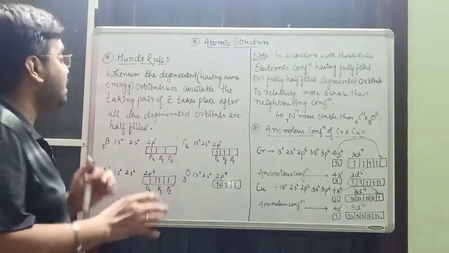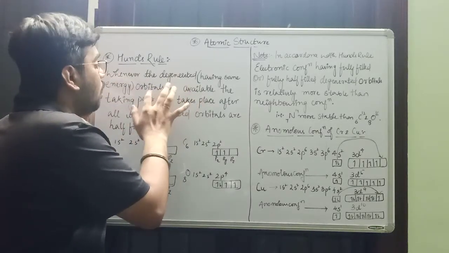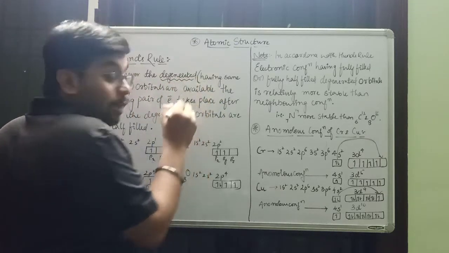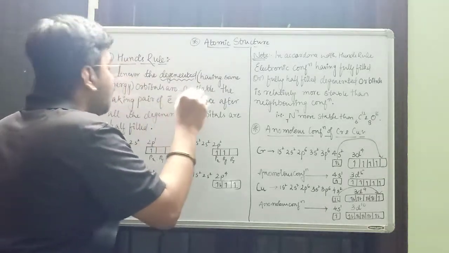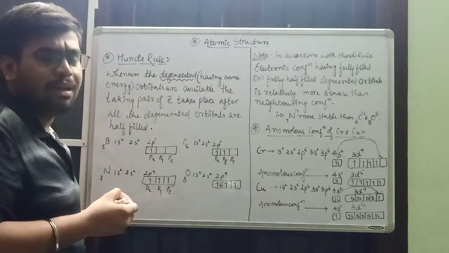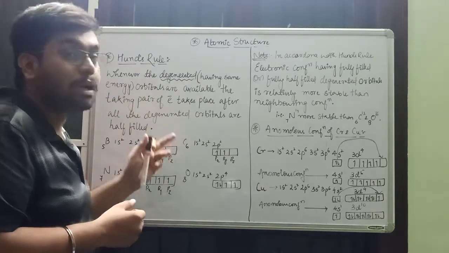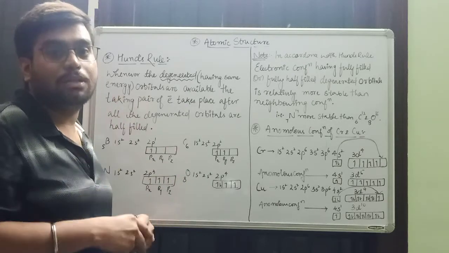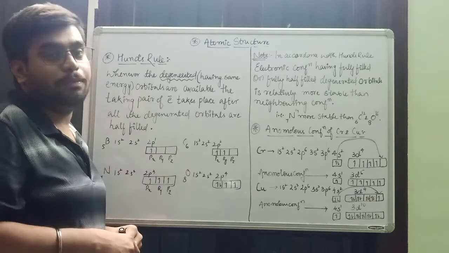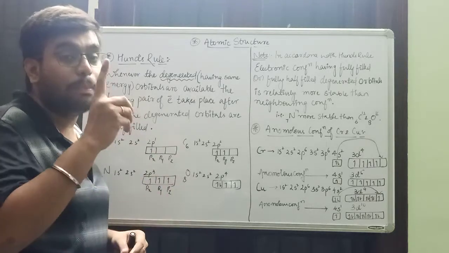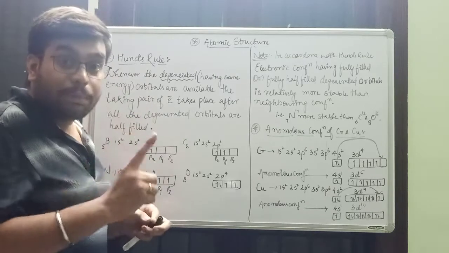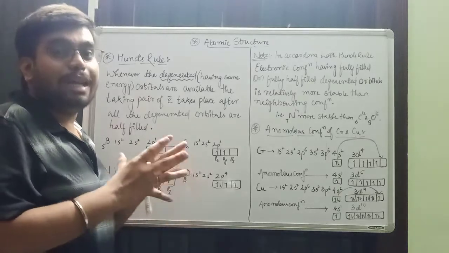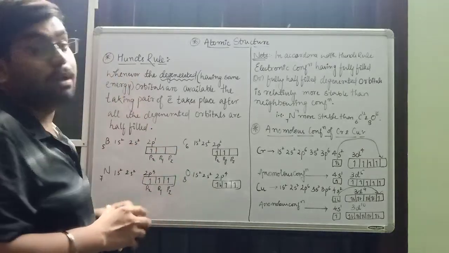What does Hund say? Hund says whenever the degenerate orbitals are available, the pairing of electrons takes place in a particular way. How many electrons are there in an orbital? Two electrons. Two means a pair, so one orbital can contain one pair of electrons. Then when does the pairing up of electrons take place? That is the concept explained by Hund.